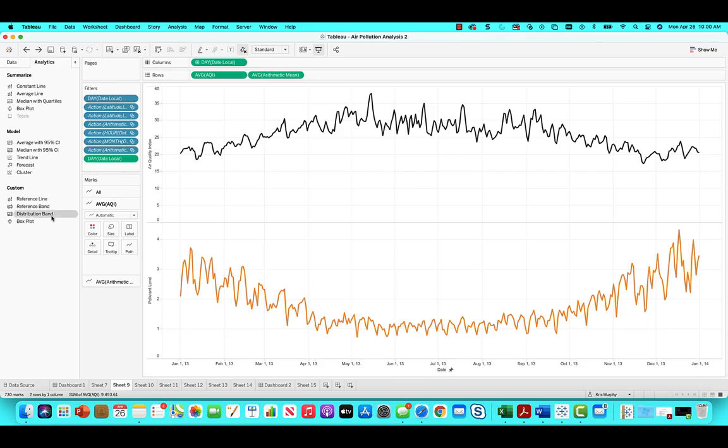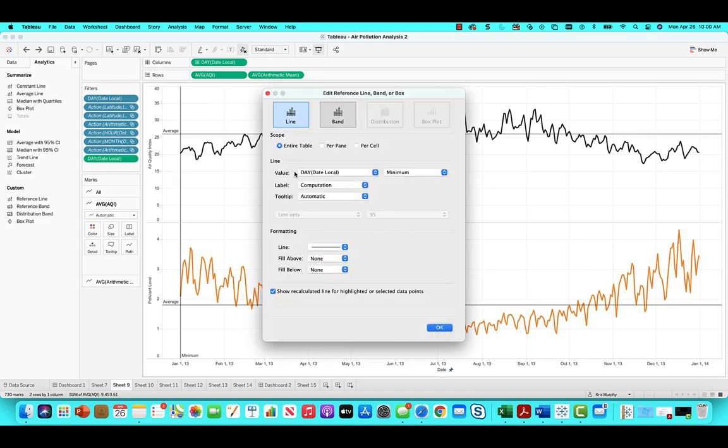Now there are custom reference lines. Let's see these. There's table, pane and cell. Let's start with pane. Will always go like this. Oh, and you can jump over and you can see how they go. You see it's adding the minimum per cell, entire table, per pane. I think we'll split it per pane. I'm just taking a look at the differences here. Okay, the line value to minimum.